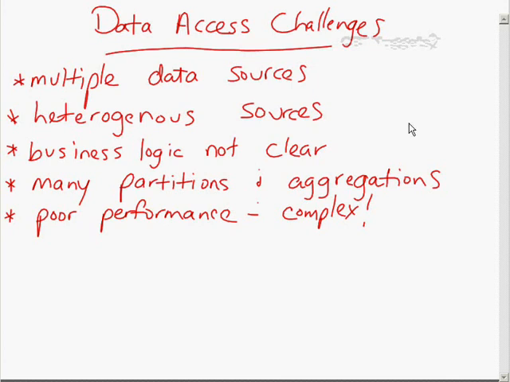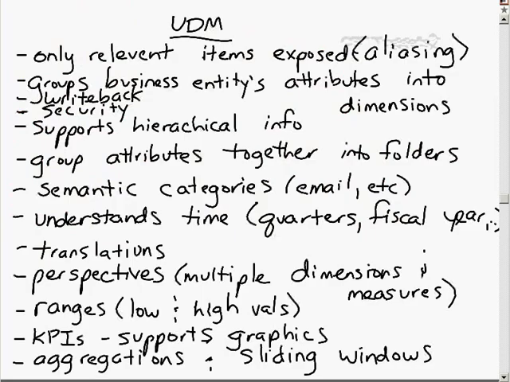Let's talk about the Unified Dimensional Model. When we're talking about SSAS and the Unified Dimension Model, one of the important concepts here is that only the relevant items that you're interested in are exposed, and you can alias those columns if you want to. For example, you might have a table that has 50 different columns in there. Well, if you're only interested in 3 or 4 of those columns, then you can filter out the rest and not make your view look really complex.